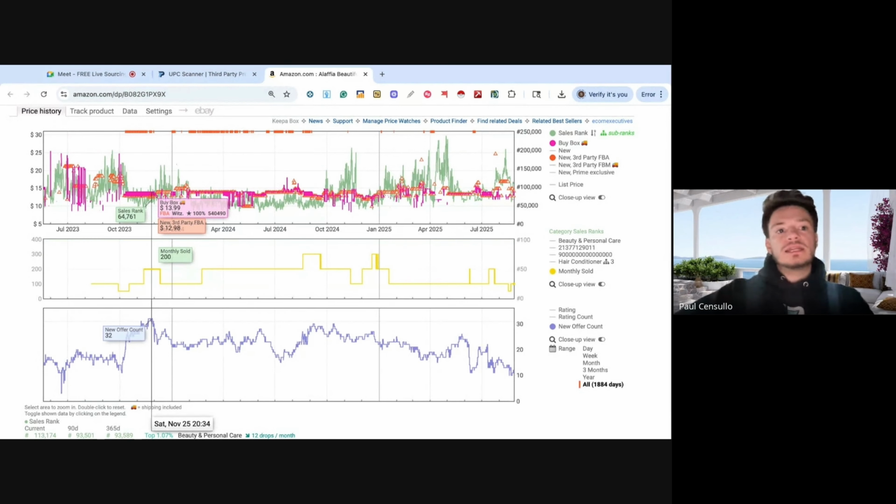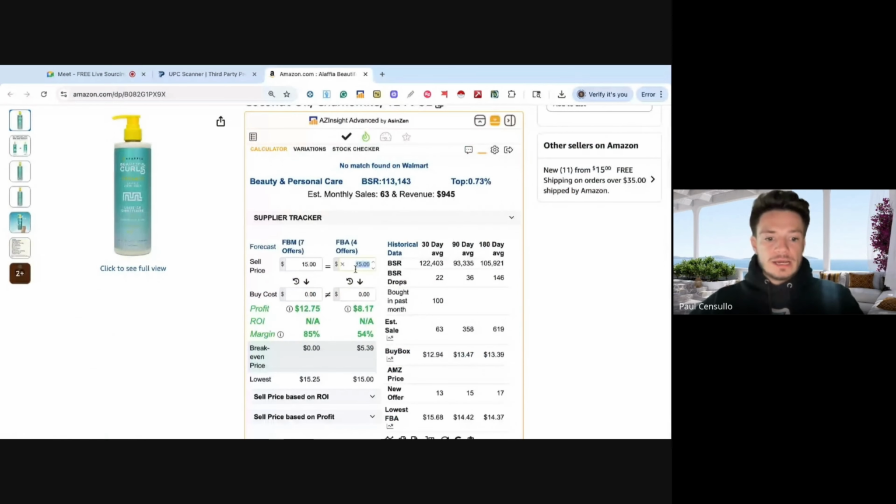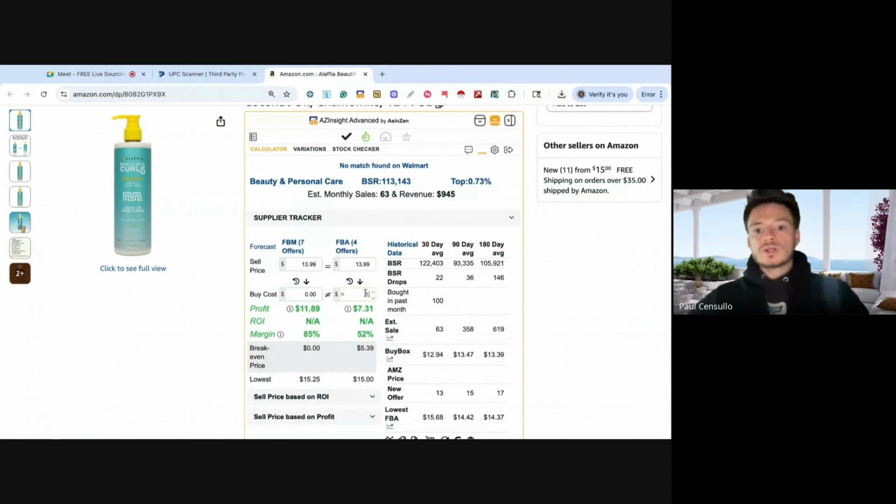If not, take that into consideration. So the highest offer count here looks like it's 32. Yeah, 32 offers. We're priced at $13.99, right at $13.99, and my cost of goods on this product is $6.88. Okay. Worst case scenario, at the highest offer count, I'm breaking even.